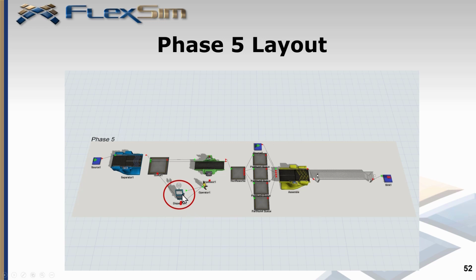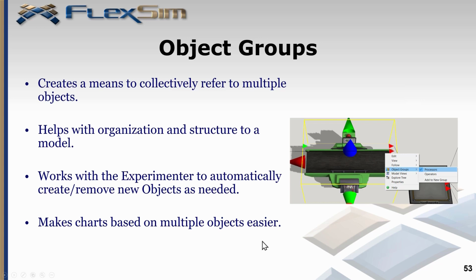We're going to use a dispatcher that's connected to the operator, allowing us to try more than one operator. Okay, let's first talk about object groups. Grouping creates a means to collectively refer to multiple objects. Create a group, use the name of that group to collectively refer to all members of the group. It helps with organization and structure of the model.